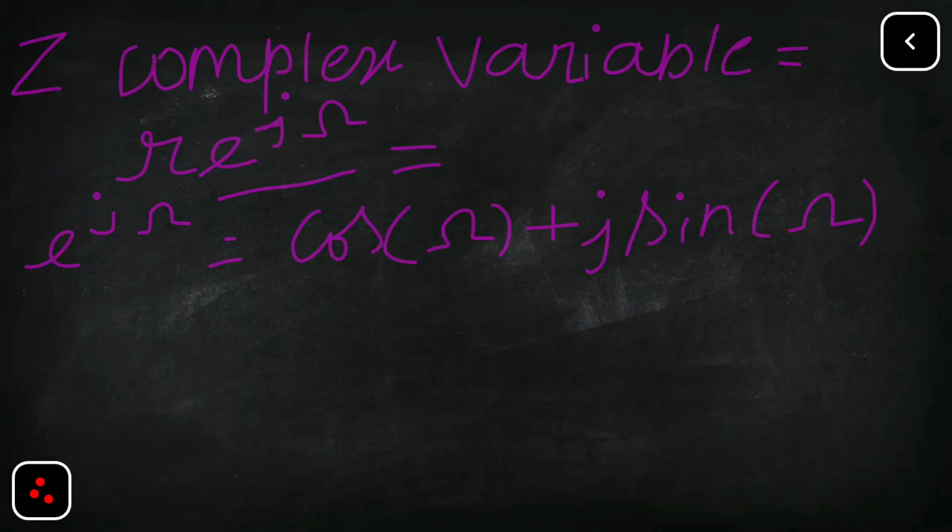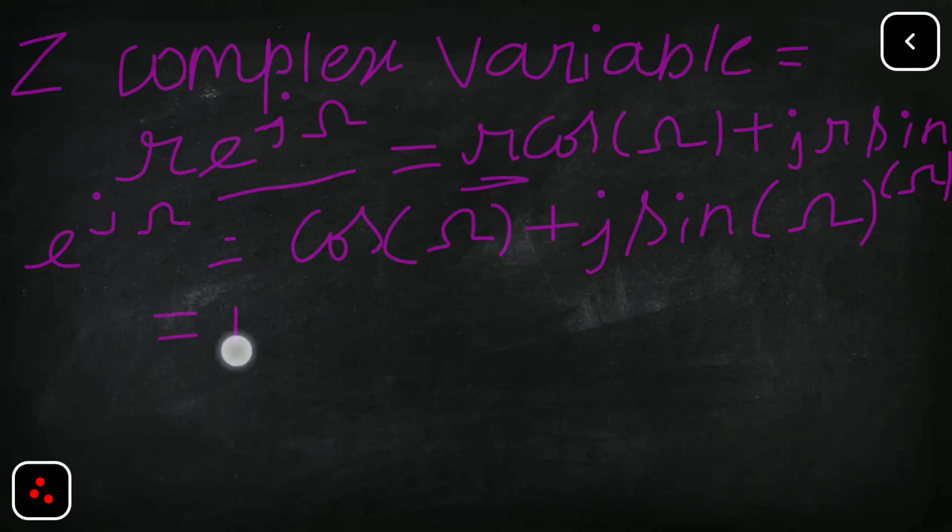And the resultant you are going to get is, you are going to add r here, so that is r cos omega plus j r sin omega. This is what you wanted, right? Yes. So this is that particular r e to the power of j omega. Now you can also write it as real of z plus j into imaginary of z, right? Imaginary of z.